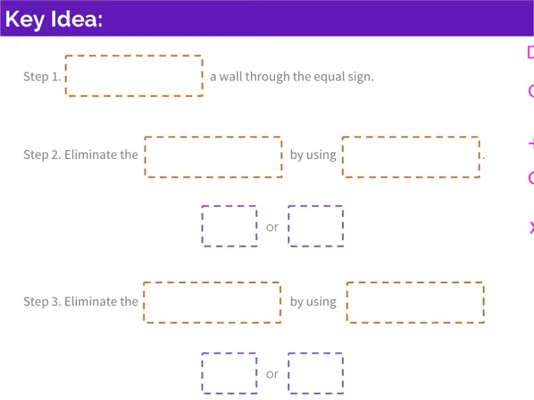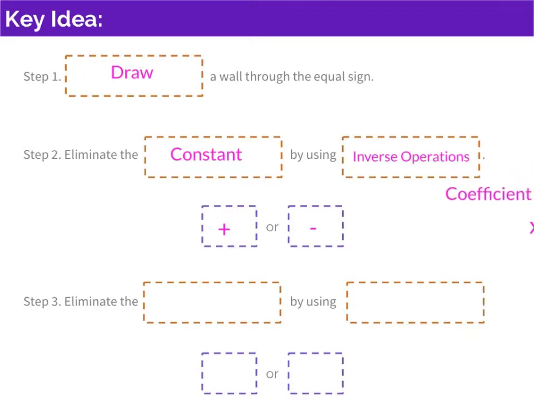Our first step is we're going to draw a wall through our equal sign. Then we're going to eliminate the constant by using inverse operations. And in inverse operations, you get rid of a constant by either adding or subtracting. Then we're going to eliminate the coefficient by using inverse operations. And our inverse operations for the coefficient are either going to be multiplication or division. So let's see this put into practice right now with example A.